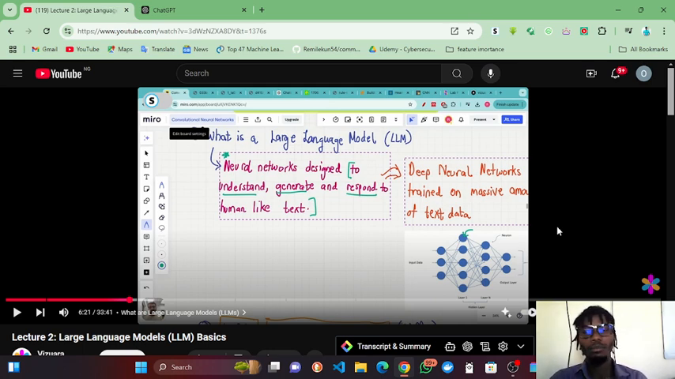So tools like ChatGPT are what is an LLM, which is a large language model. And what are large language models? As we have said, they are neural networks. So what exactly are neural networks? Neural networks are algorithms. Can you see the example? They are designed to mimic the way the structure of the human brain works.